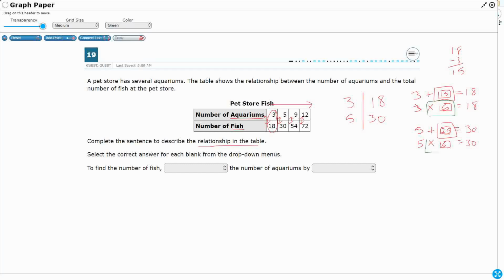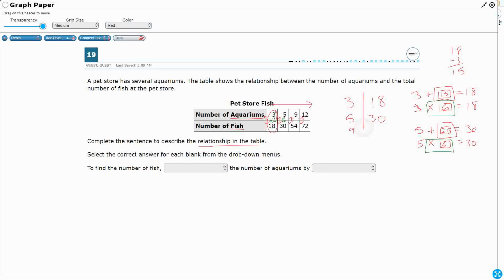You notice I had to multiply by 6 in both of these in order to get to the number of fish. So, at least in the first two, it looks like you get 6 fish per aquarium. Because you take the number of aquariums, multiply it by 6, boom, you get the number of fish, assuming it's the same number of fish in each aquarium, right? You're assuming equal groups. All right, so let's just make sure it works with the last two.